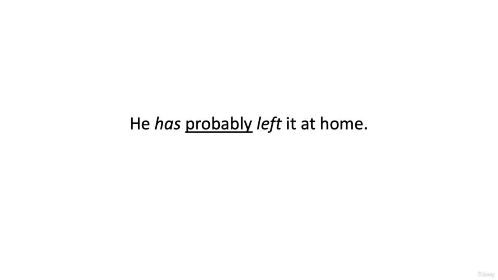If the frame contains a helping verb, which is something we will learn more about in a future lesson, the adverb of certainty is placed between the helping verb and the main verb. For example, he has probably left it at home. Has is a helping verb, and left is the main verb. Therefore, we place the adverb probably between the two.